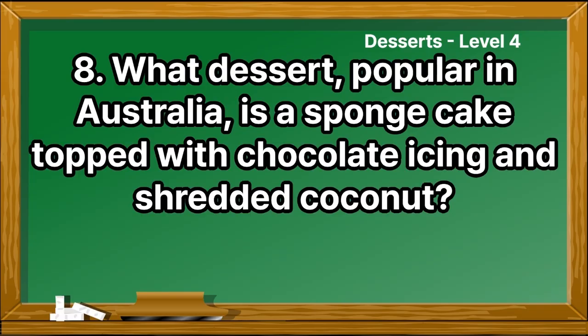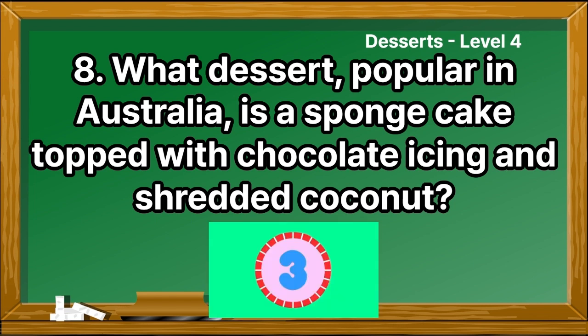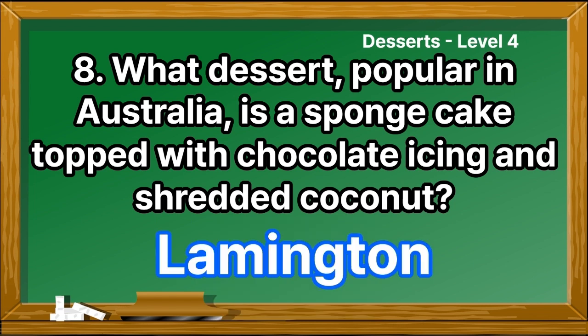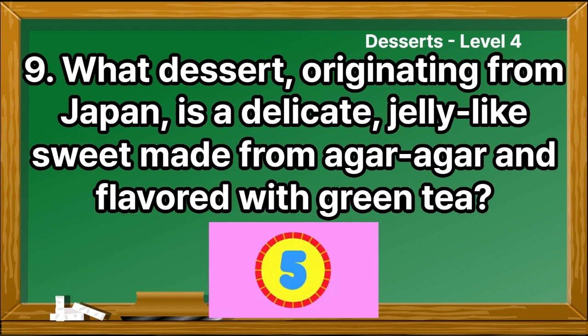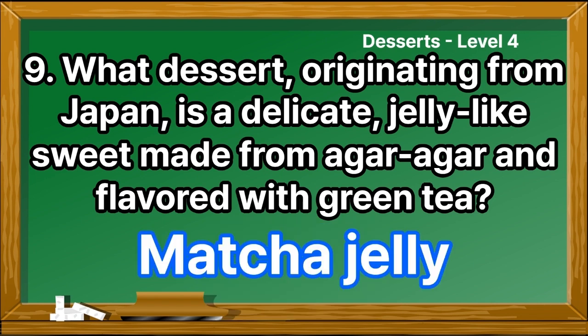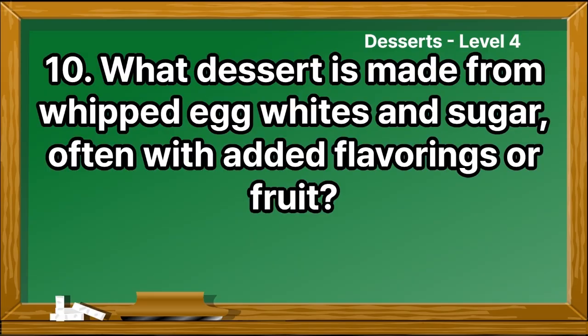What dessert, popular in Australia, is a sponge cake topped with chocolate icing and shredded coconut? Lamington. What dessert, originating from Japan, is a delicate, jelly-like sweet made from agar-agar and flavored with green tea? Matcha jelly. What dessert is made from whipped egg whites and sugar, often with added flavorings or fruit?